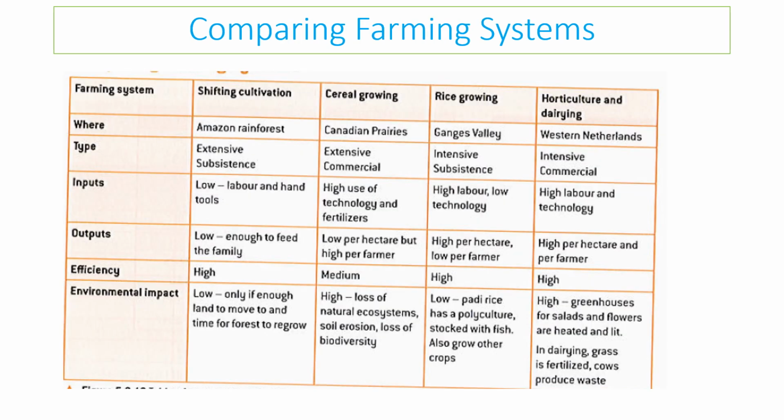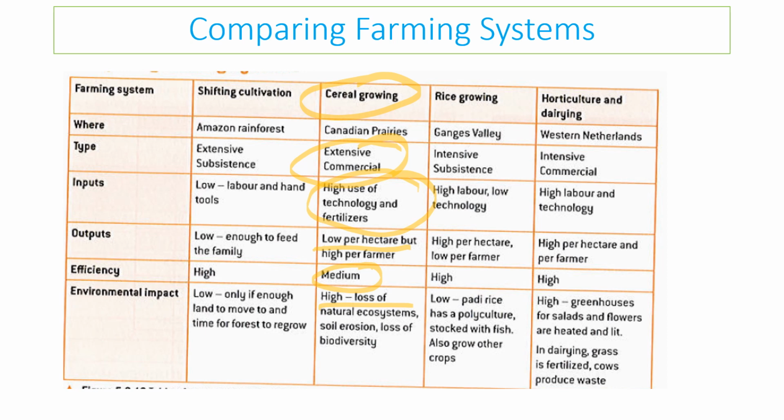So you need to be able to treat farming as if it is a system, so a closed or an open system where materials can be exchanged, stored, and moved in and out of the system. So for example, if we're looking at cereal growing, it is obviously very commercial. It uses high levels of inputs such as technology and fertilizers. The outputs are relatively low per hectare, but high per farmer, because farmers will have high amounts of land. It's got medium efficiency, and the impact can be high because we use lots of land, so therefore we're losing lots of ecosystems. There's lots of soil erosion and potential loss of biodiversity.